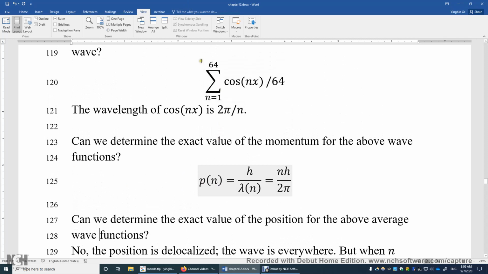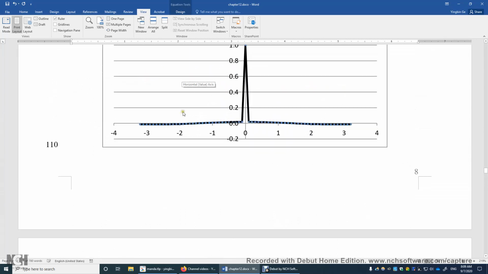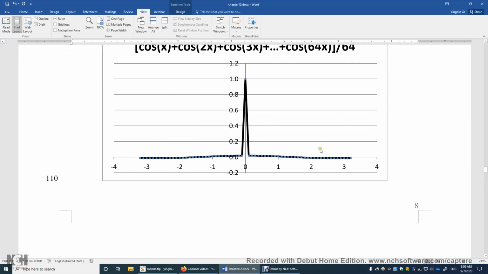Now again, when we are looking at this combination, this is a formula. The shape is right here. When we are looking at this, it's impossible to determine the exact value of its wavelength because there are 64 different values. There are 64 different values for the momentum. However, in this case, when we are uncertain about its momentum, we are more certain about its position. And this is the Heisenberg uncertainty principle.